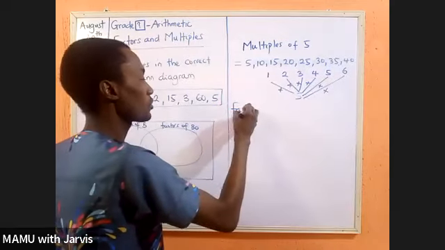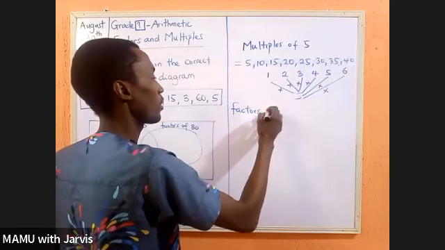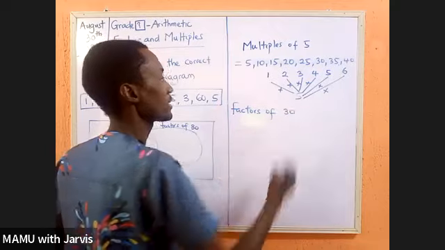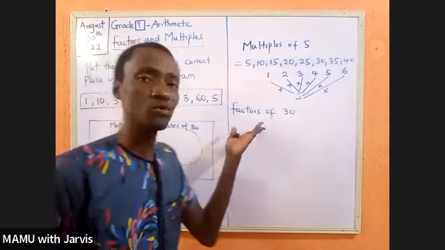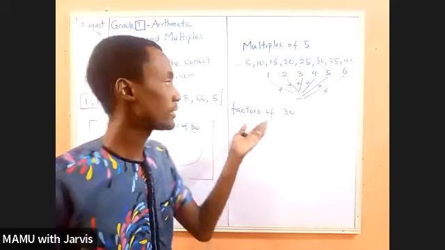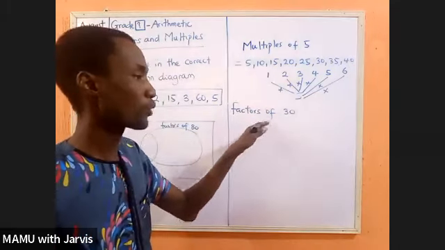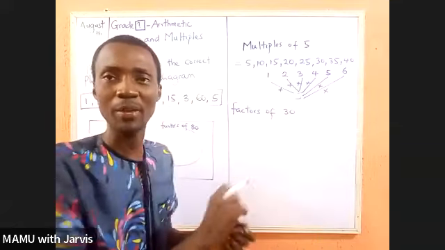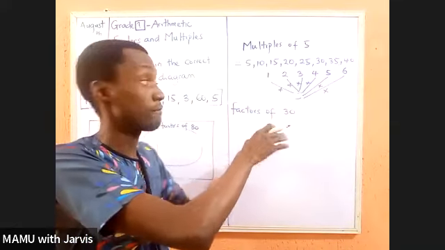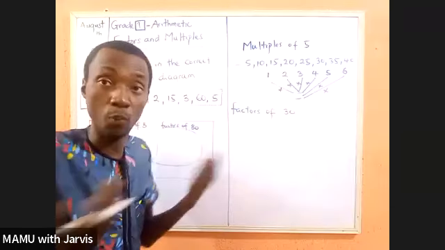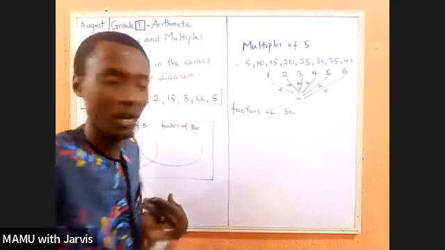Now we'll come to factors of 30. I'm still going to use this approach. You know, from my recent research, I've discovered that this approach of trying to write the multiples appears to be the best approach to handle getting your factors. Opinions differ, but I think this is the best by my calculation.